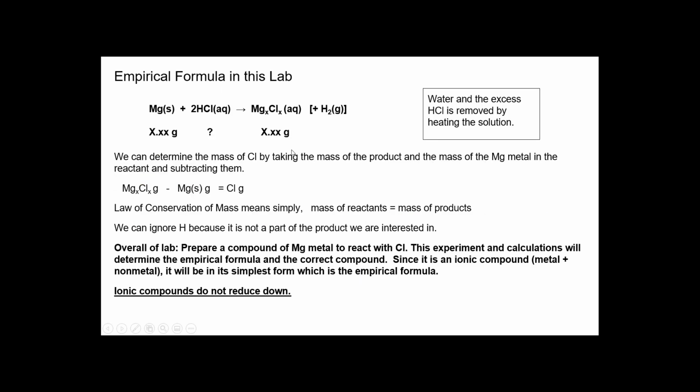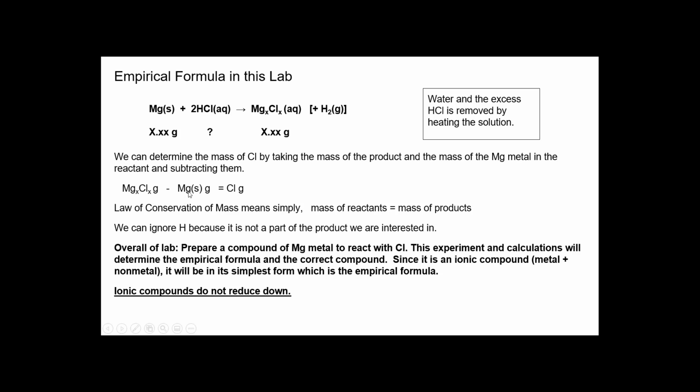So now we come to the lab. In this lab, we are determining the empirical formula of magnesium chloride. We will have the mass of the solid before the reaction, and then we'll have the mass of the product after the reaction. We determine the mass of chloride by taking the mass of the product and the mass of magnesium.